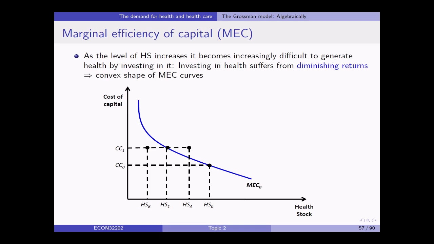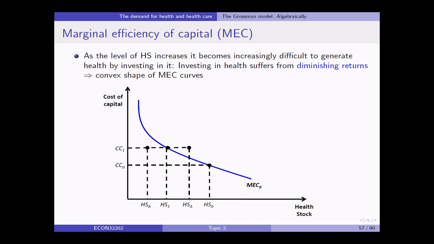So the marginal efficiency of capital is essentially this blue downward slope and convex shape here, MEC. And essentially it says that as the level of health stock increases, it becomes harder and harder to generate more health. So essentially there's a diminishing marginal returns to investing in health. So if you think about it, health has some theoretical maximum, but again that might differ within individuals. But at least theoretically there is some maximum level of health. The closer you get towards that maximum level of health stock, it becomes increasingly more difficult to invest in it.